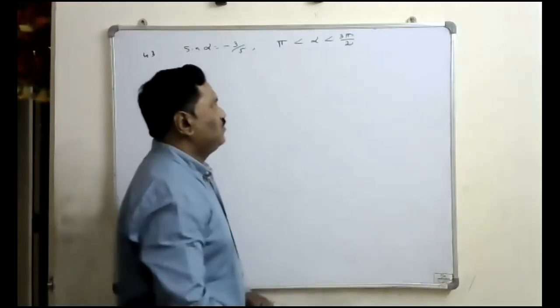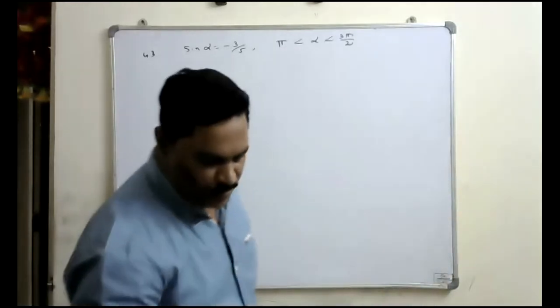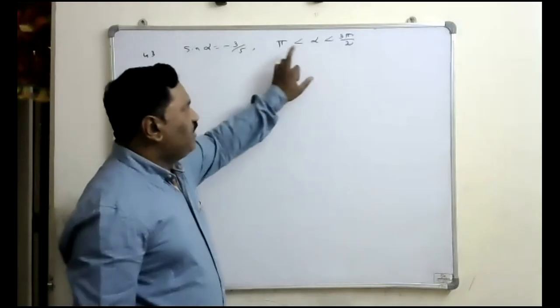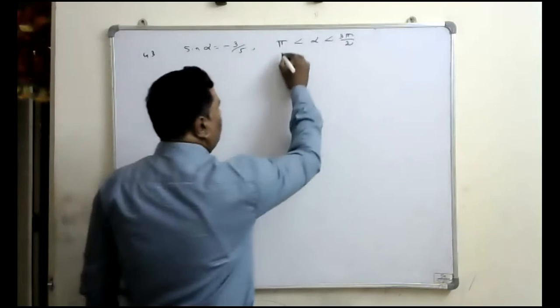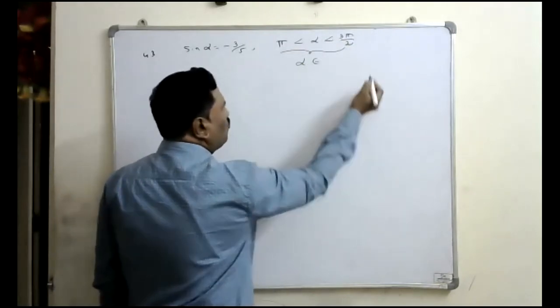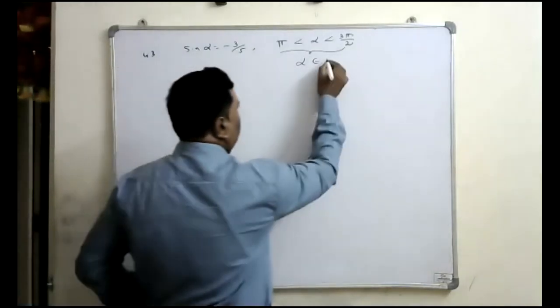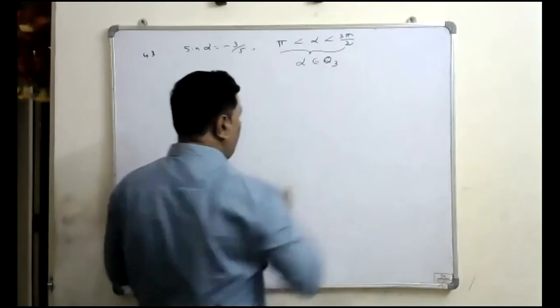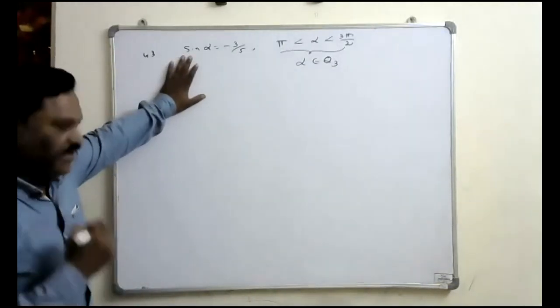Just observe here. Sin alpha value was given, and alpha lies between pi and 3 pi by 2. From this information, tell me in which quadrant alpha lies? Third quadrant. So in the third quadrant, sin alpha as well as cos alpha both are negative.